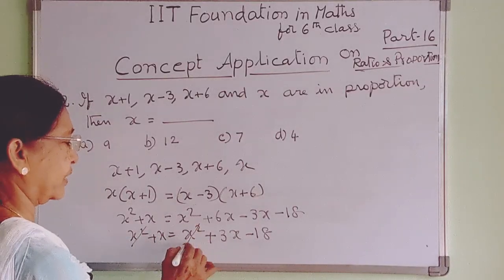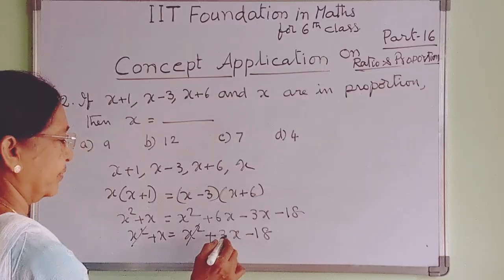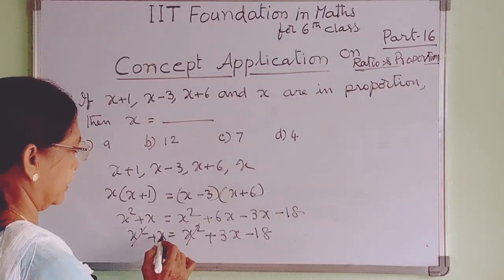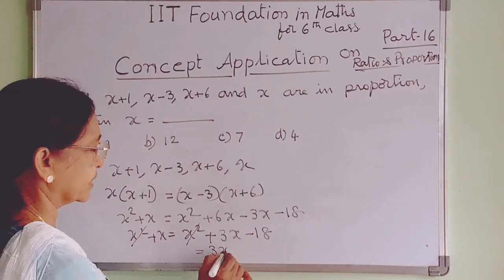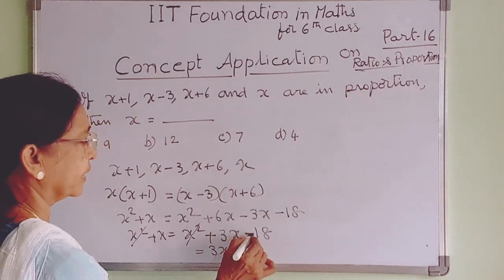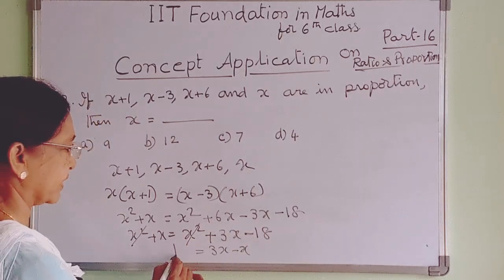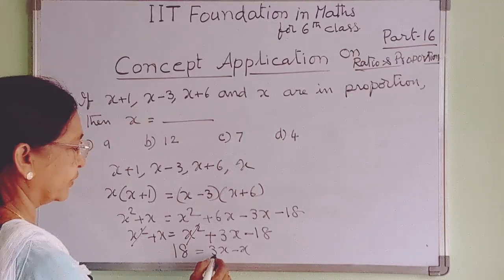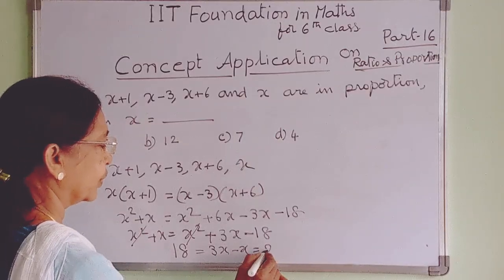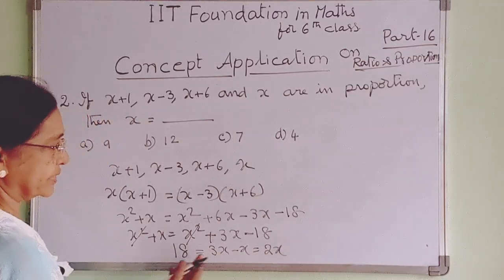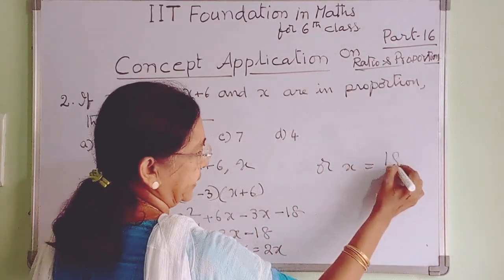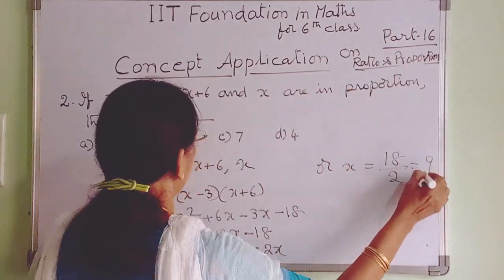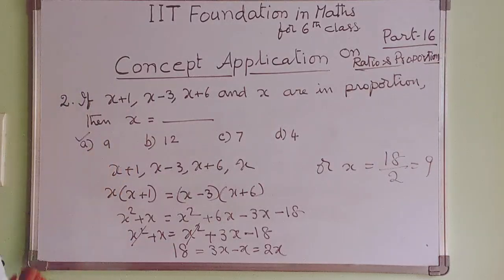X square gets cancelled. Taking this X to this side, this becomes 3X minus X. And bringing this minus 18 to the left side, it becomes 18. Therefore, 3X minus X is equal to 2X. That means 2X is equal to 18, or X is equal to 18 by 2, that is equal to 9. Therefore, option A is correct.